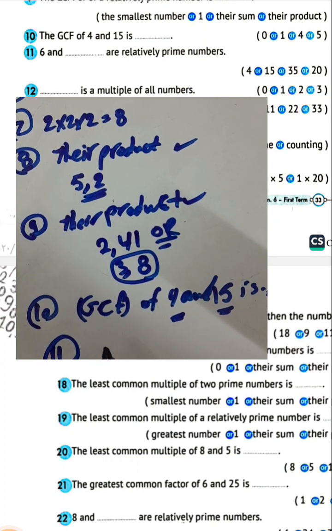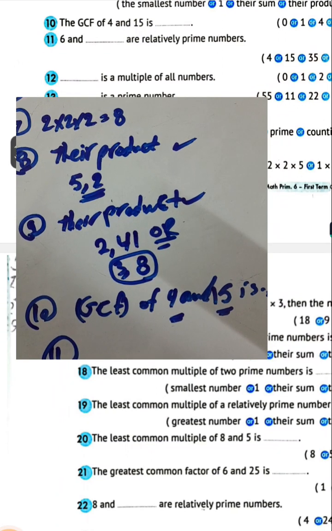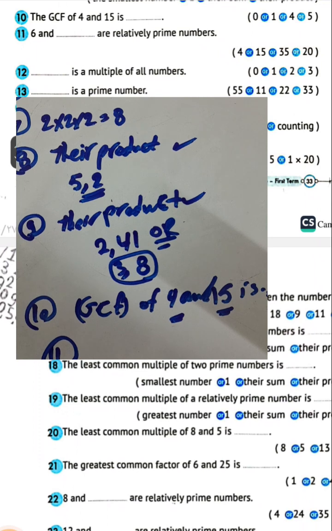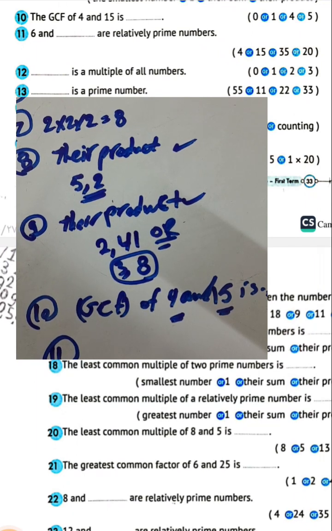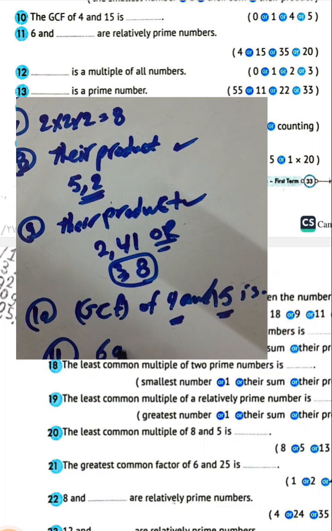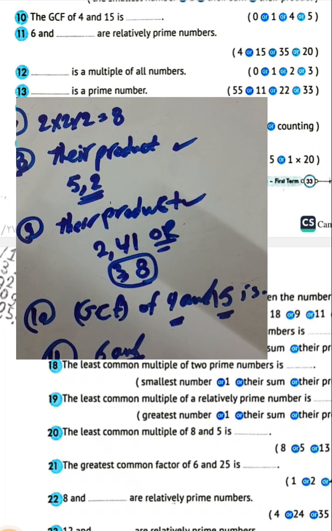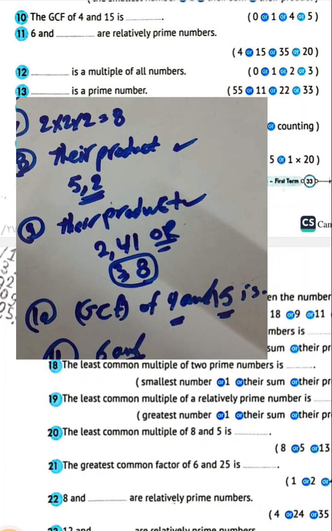Here, 6 and what are relatively prime numbers? 6 and 35? No. Okay, 6 and what? Look at 4. 6 and 4? No, because the greatest common factor between them equals 2. What about relatively prime numbers?